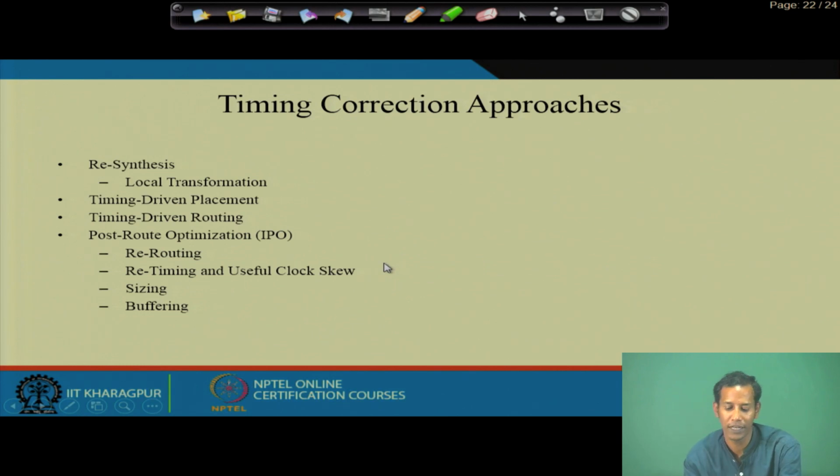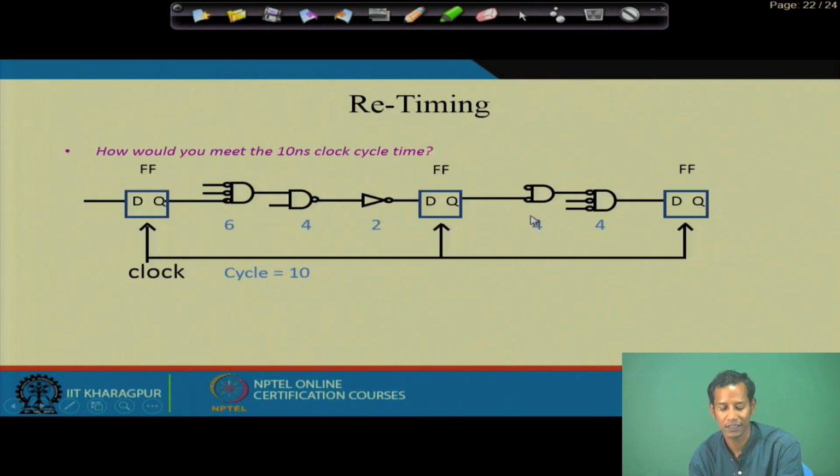The corresponding timing correction approaches are based on resynthesis, timing driven placement or timing driven routing. In the post route optimization, we have rerouting, retiming and useful clock skew, sizing and buffering. So, what is the meaning of retiming?